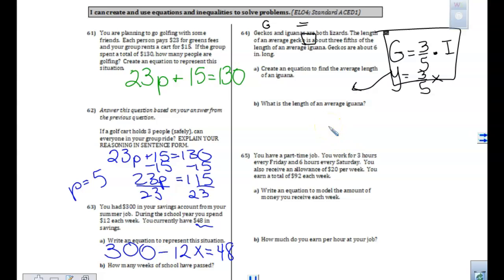But then it says, well, if the gecko is about 6 inches long, so we know G is 6. So we know 6 equals, that's my gecko, 3/5 times the iguana. First off, should the iguana be longer or shorter than the gecko?